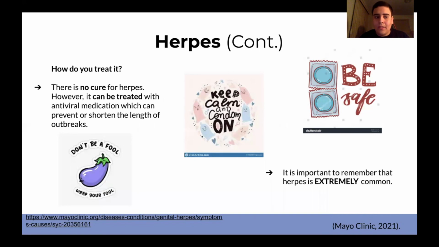How do you treat herpes? There is no cure for herpes. However, it can be treated with antiviral medication, which can shorten the length of outbreaks. It is important to remember that herpes is extremely common.